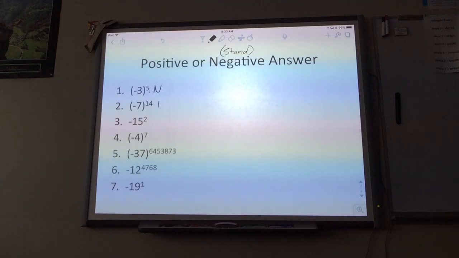Okay, next one, positive or negative? There's no parentheses, so what are we going to do? 15 times 15 is 225. And then you have to put a negative on the side. So remember, if this negative's outside of it, that means just make the answer negative. It doesn't matter what's happening over here, the answer is going to be negative, because you're going to add that negative on in the end no matter what.